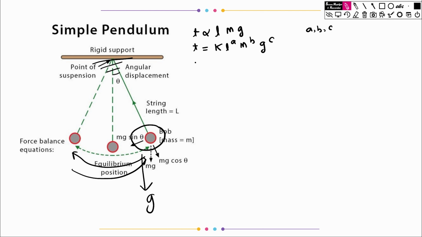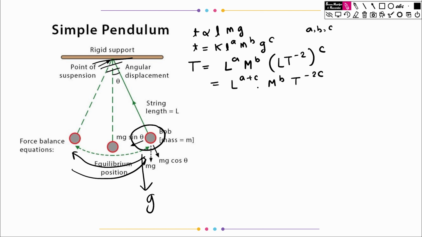Now if we write the equation dimensionally, then on the left hand side it will be capital T. Since K is a number, therefore it has no dimension. Then comes the length L to the power a. Then mass is represented by capital M, so M to the power b. And g is nothing but acceleration due to gravity. So already we have learned that acceleration is represented by L T to the power minus 2, to the power c. So rearranging, we can write L to the power a plus c, M to the power b, and T to the power minus 2c. So this is the left hand side and this is the right hand side.